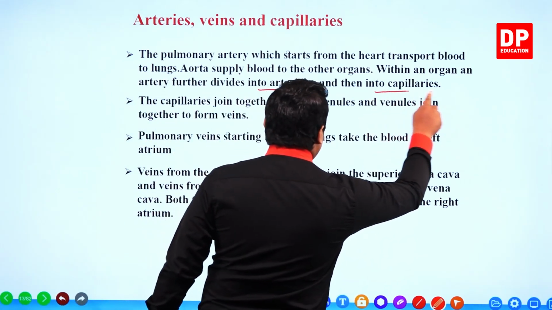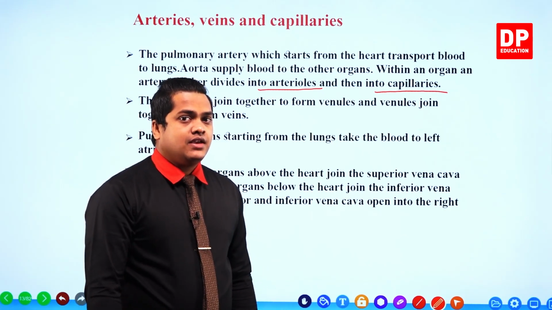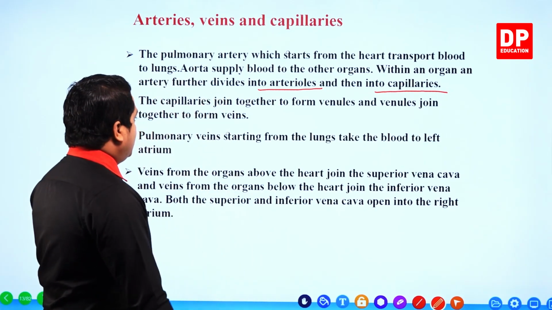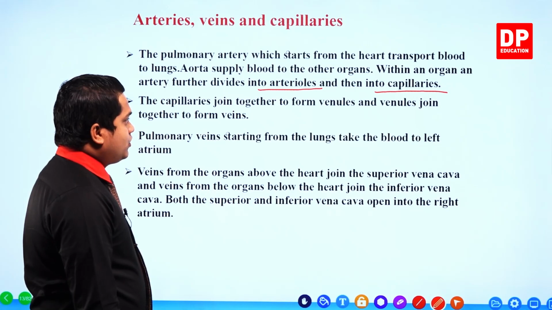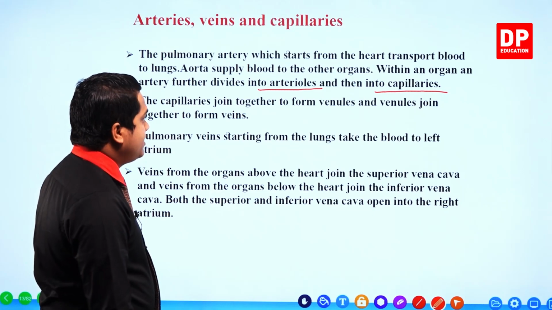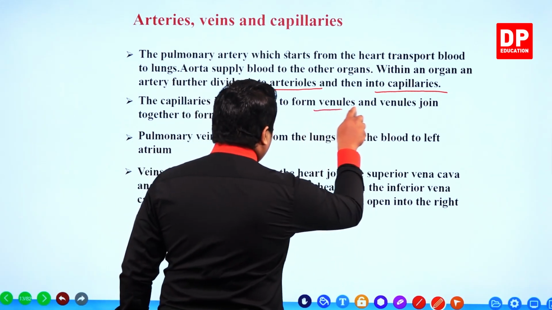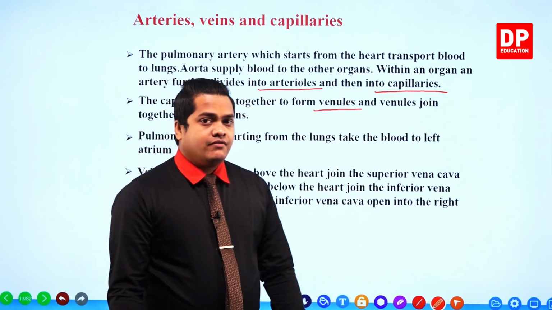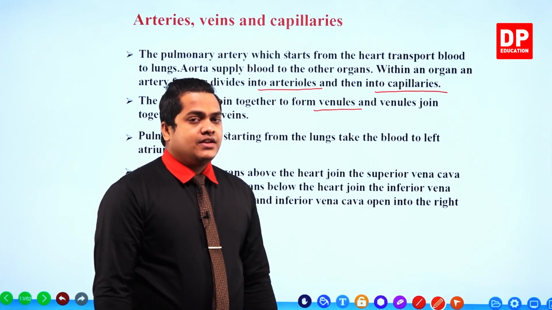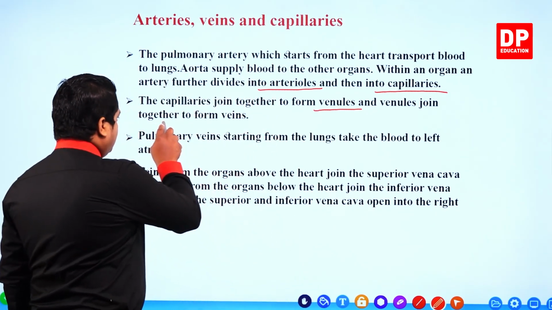Then once again these arterioles are getting divided into smaller structures which are referred to as capillaries. Capillaries join together to form venules, and venules join together to form veins. Venules are created by joining several capillaries. Then several venules collect together to form a vein.